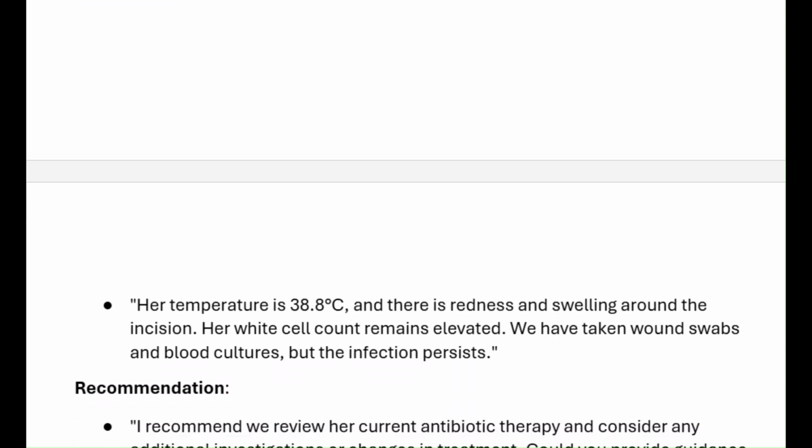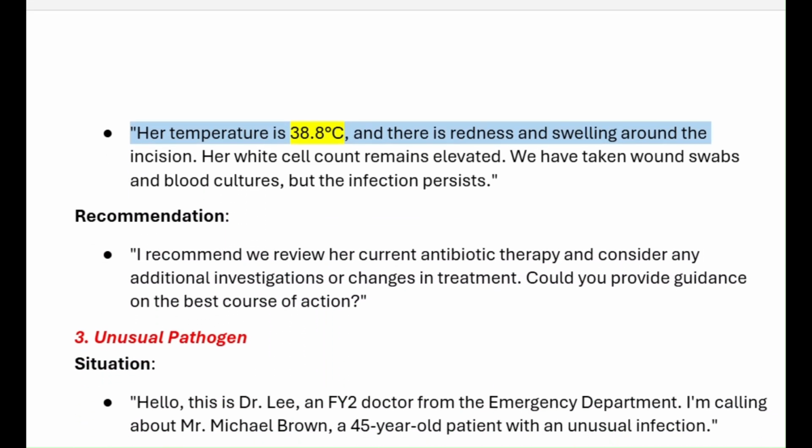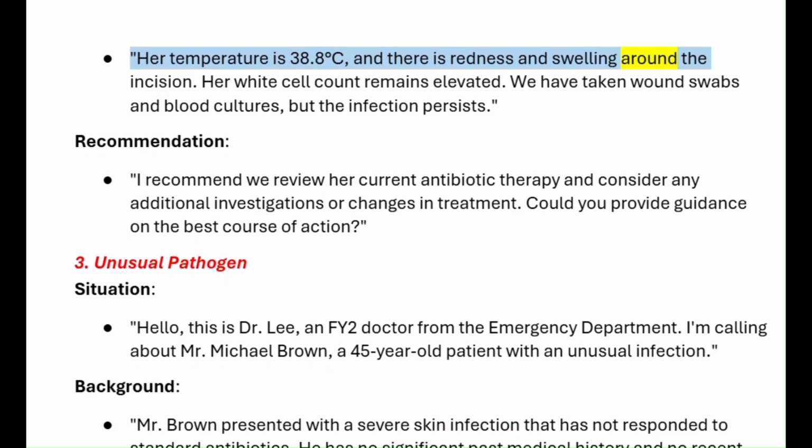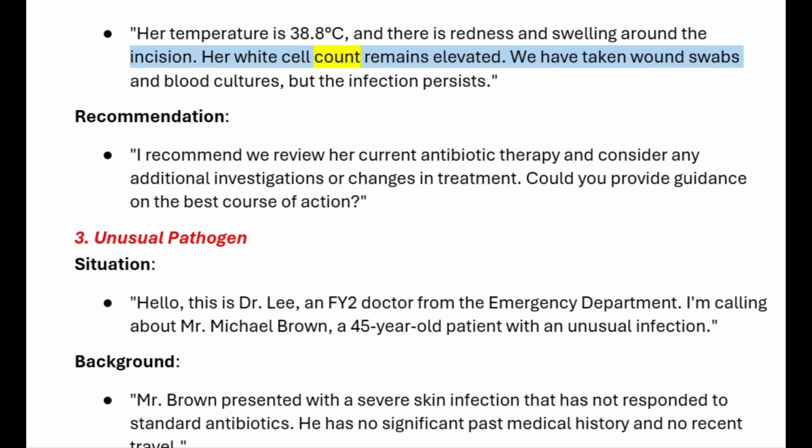Assessment. Her temperature is 38.8 degrees Celsius, and there is redness and swelling around the incision. Her white cell count remains elevated. We have taken wound swabs and blood cultures, but the infection persists.